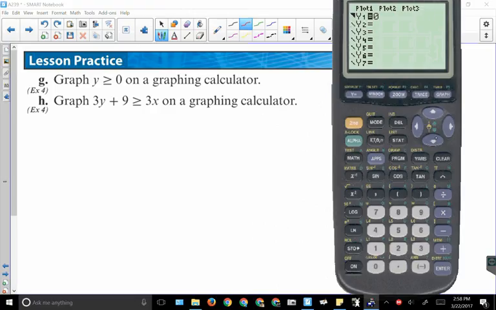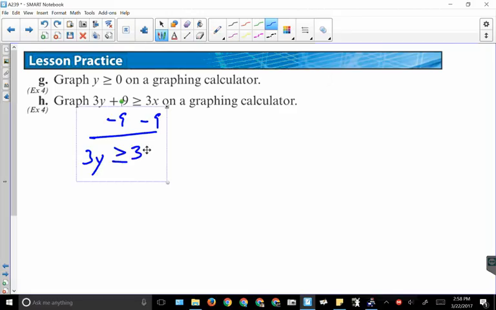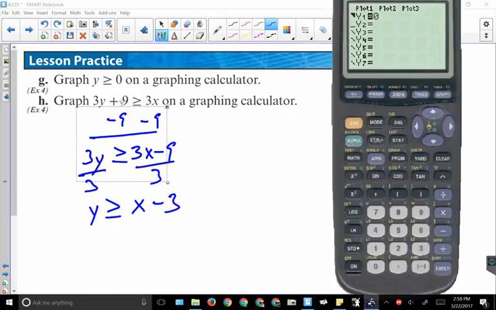Next one. Well, I don't quite know where that one's going to go yet, so I've got to do the work. So we are going to subtract 9 from both sides. So I get 3y is greater than or equal to 3x minus 9. Divide both sides by 3, so y is greater than or equal to x minus 3. So I grab the calculator.